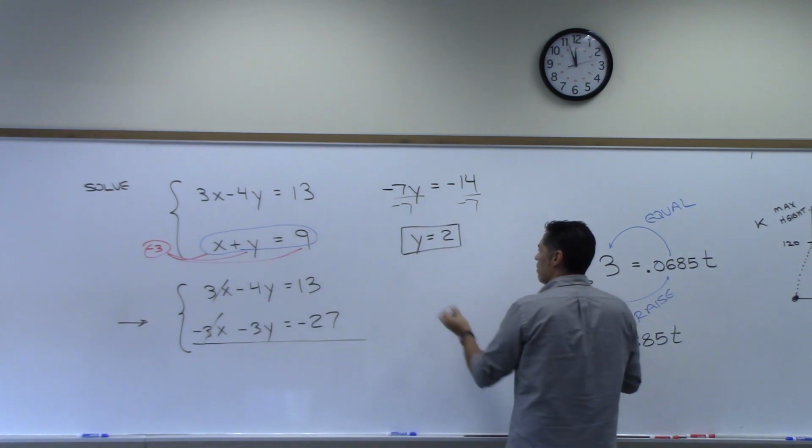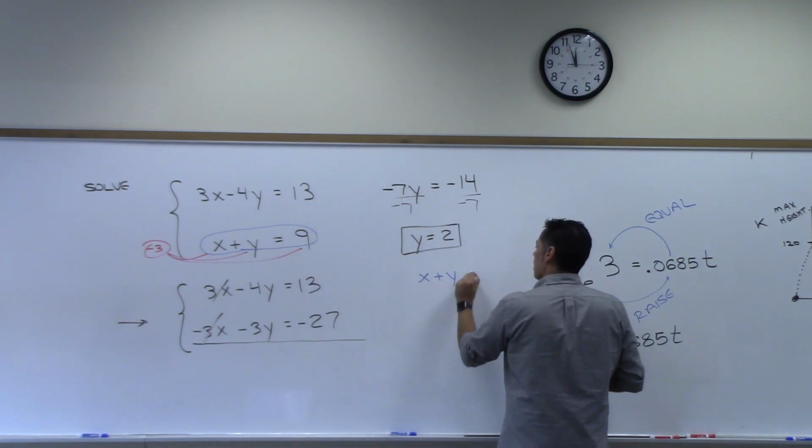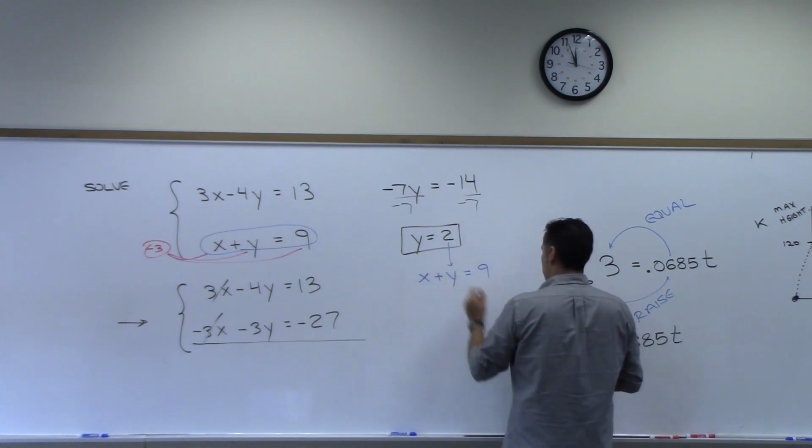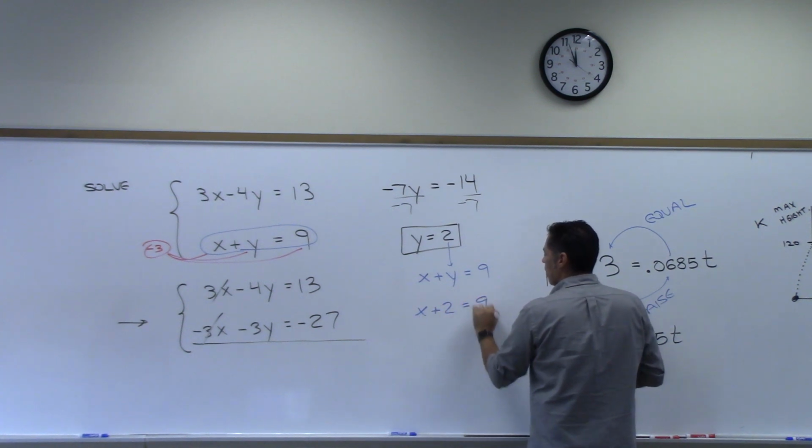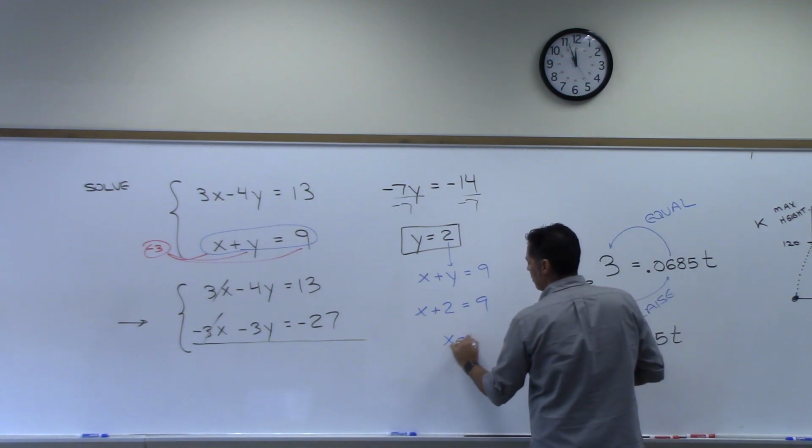So I'm going to take that equation right there, x plus y equals 9, and I'm going to replace this y with 2. When I do that, I get x plus 2 equals 9. Subtract 2 on both sides, x is 7.